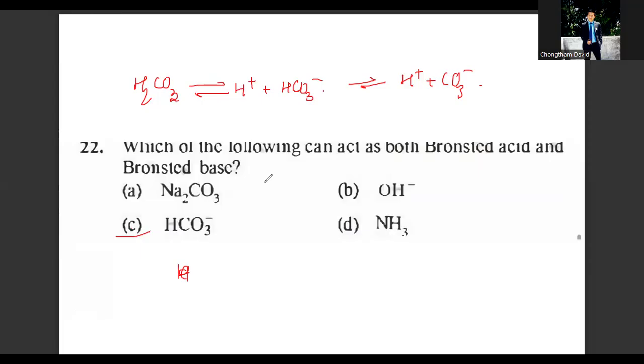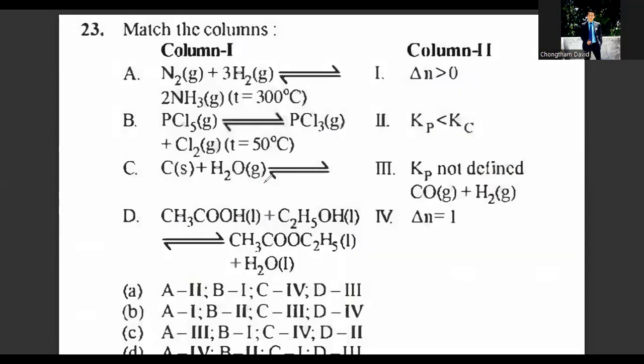Question number 23. It's a match the column type. You know the relation Kp equals Kc RT to the power delta Ng. So using the relationship, you find A. So for this reaction, what is delta Ng?